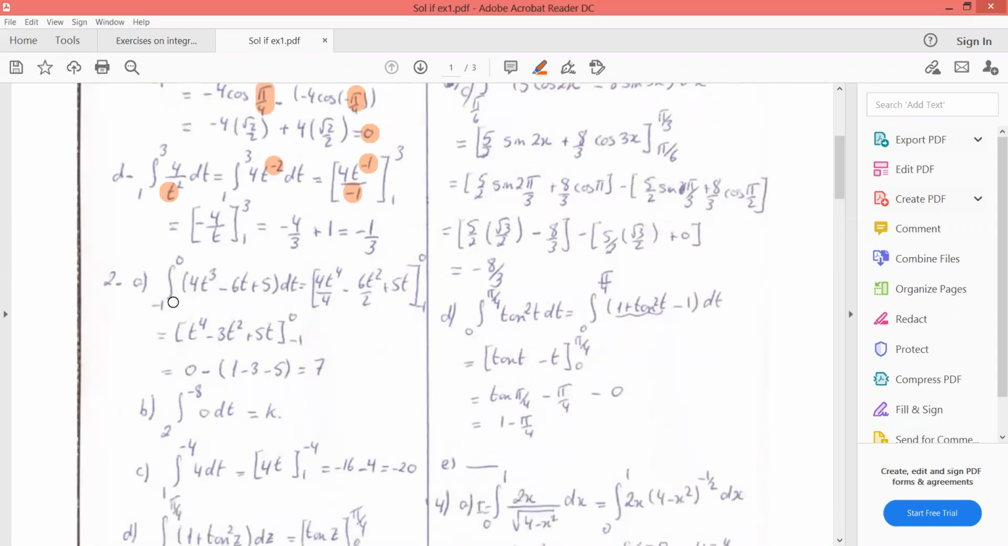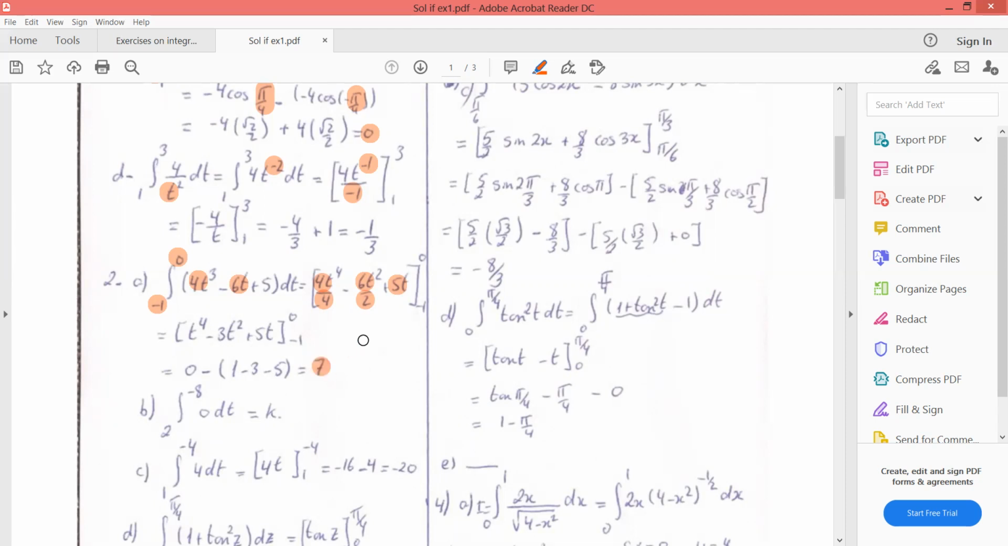Exercise 2. Integral from minus 1 to 0 of this sum. First I take the integral of 4t cubed. 4t cubed becomes 4t power 4 over 4. 6t becomes 6t squared over 2. We add the power by 1 and we divide by the power. 5 is constant, 5t. We simplify, it becomes t power 4 minus 3t squared plus 5t between minus 1 and 0. So it is equal f of 0 minus f of minus 1, we get 7.